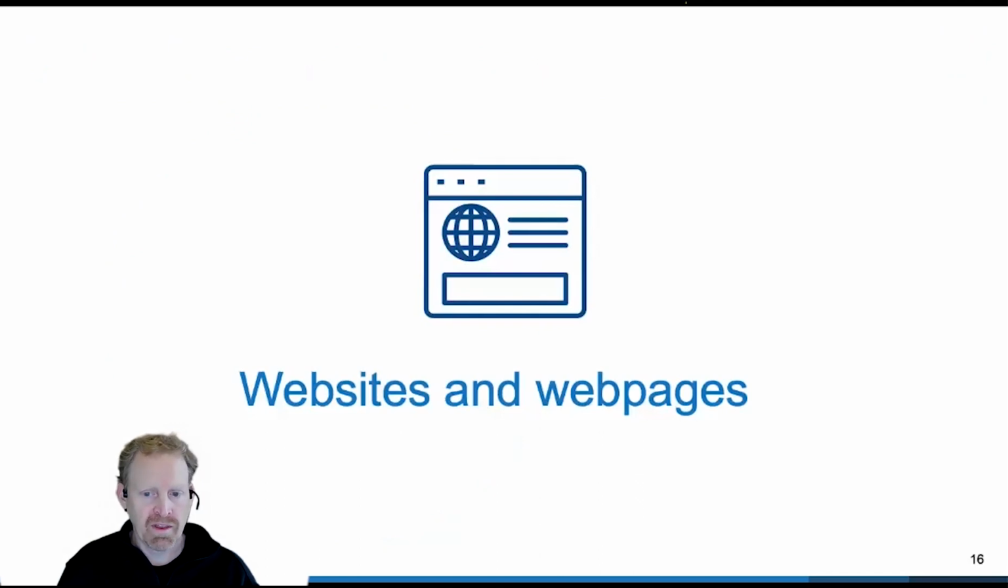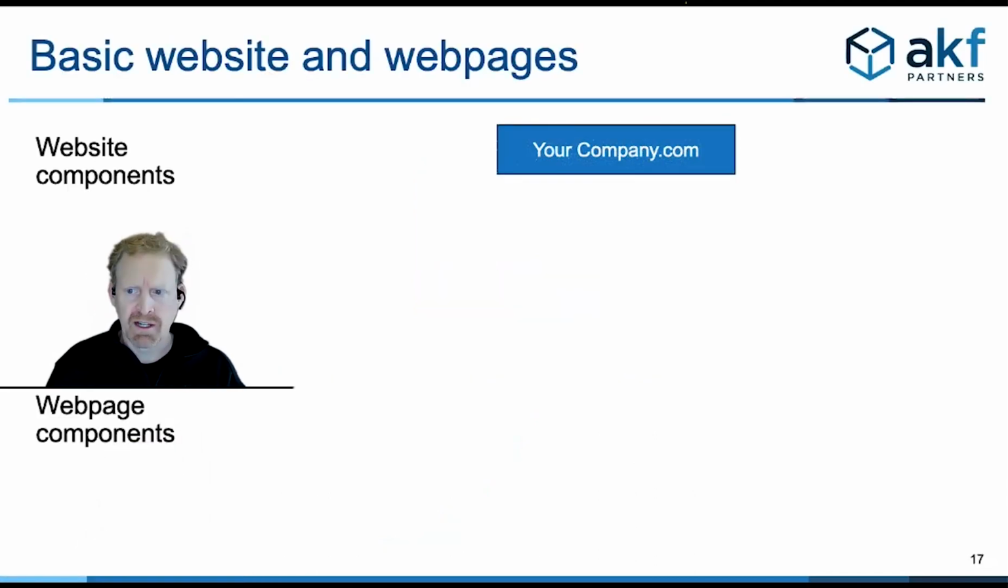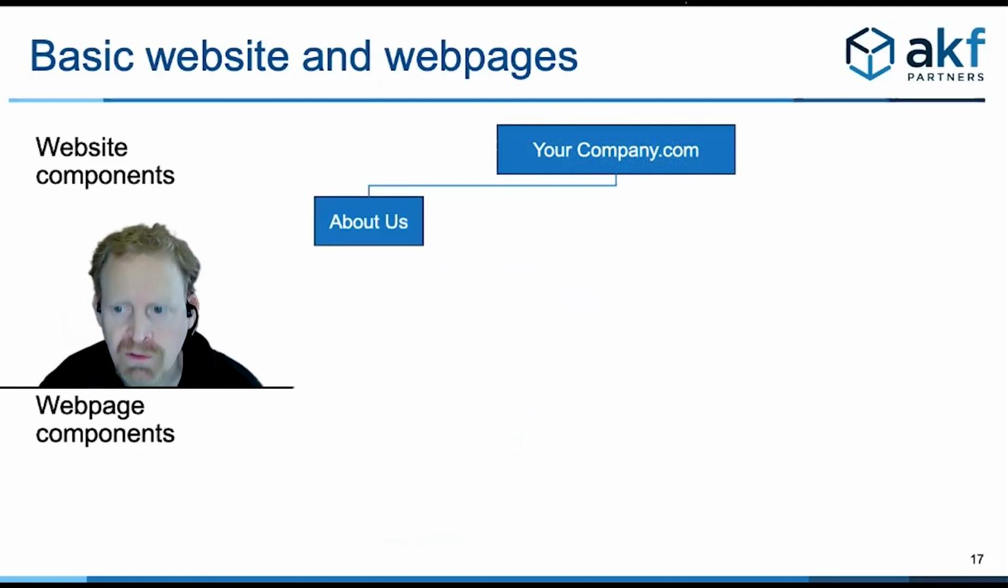One of the things we'll cover at a high level, and this is very basic stuff, is websites and web pages. A typical website has a top-level site, your company.com, with a top-level domain. If you go out and create a website yourself, if you provision a free service from WordPress or any company that provides them, you'll typically get a blank template like this.